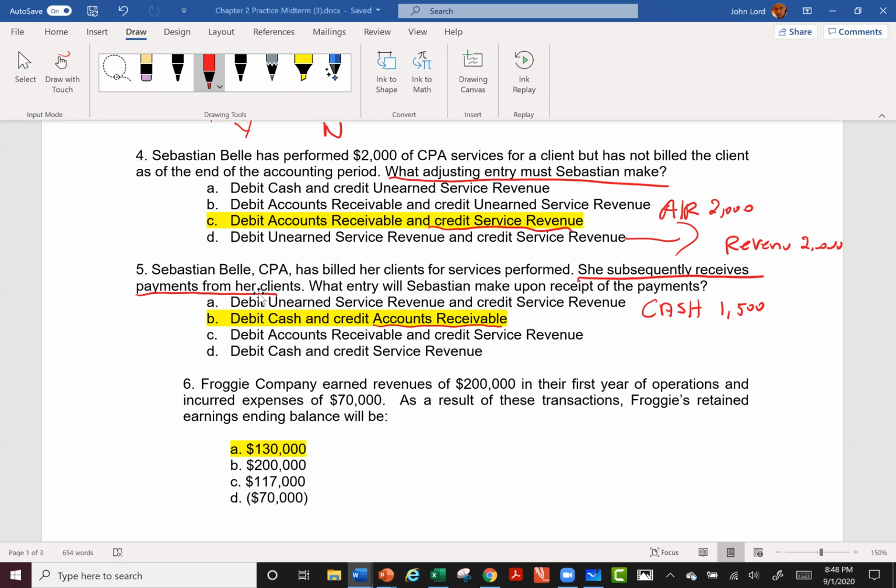The collection of cash does not necessarily generate a revenue. What generates the revenue is what? The performing of the service. She already performed the service, and now she subsequently, after performing the service, later on receives payment. She already billed the client, so now what should she credit? Accounts receivable, because now she's getting paid, isn't she?